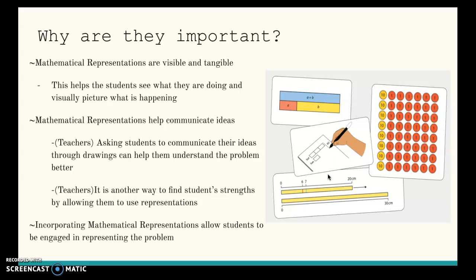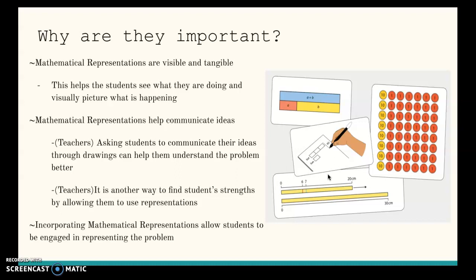When teachers ask students to communicate their ideas through drawings, it can help them really understand the problem better. And as well as teachers, it's important for teachers to find what the student is strong at by allowing them to pick their own representations based on what they're comfortable with and really what they understand.